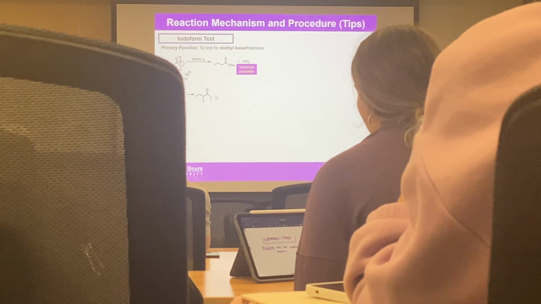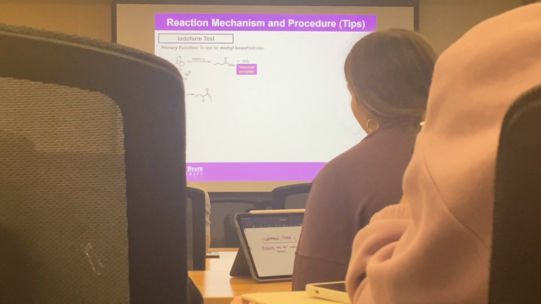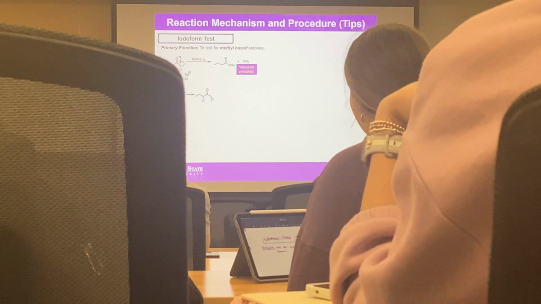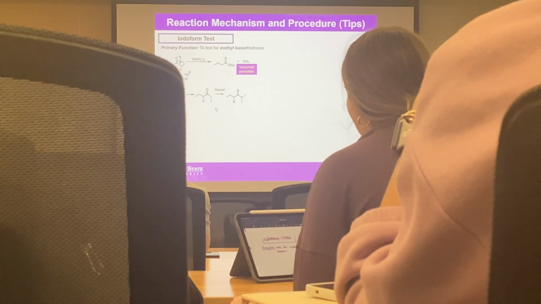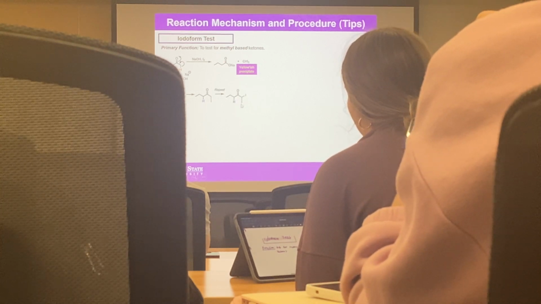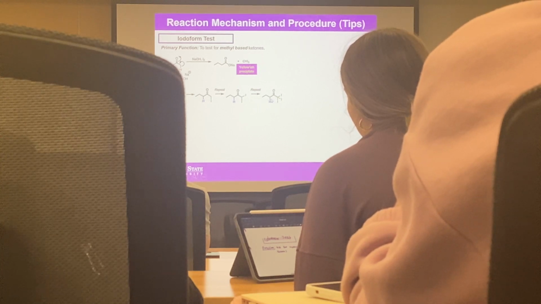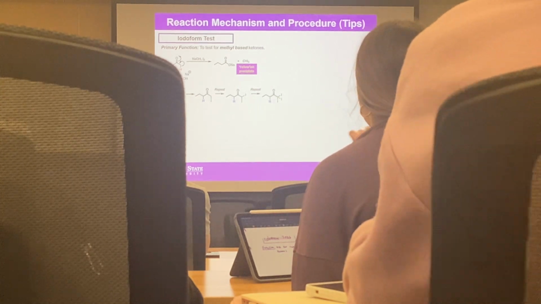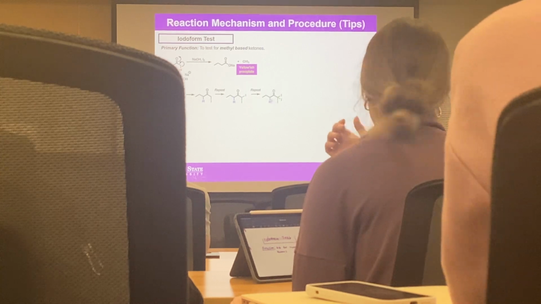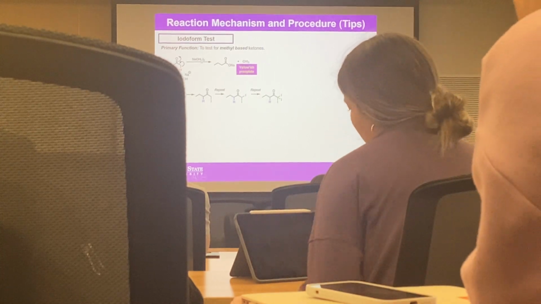These 2 steps are repeated 2 more times so that you replace all 3 hydrogens on this carbon with iodine. And that's exactly what happens. You replace 1 other hydrogen, repeat, and replace all the 3 hydrogens with iodine. Okay. Now once you get to this stage, you still have base.